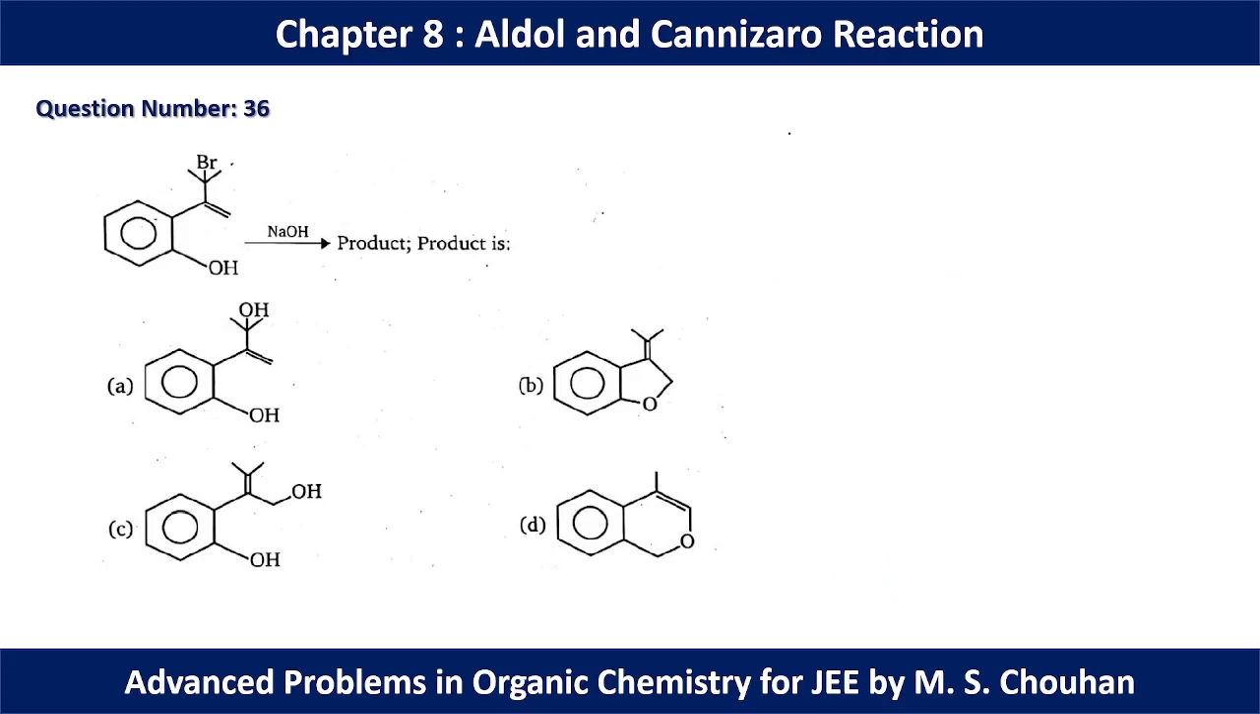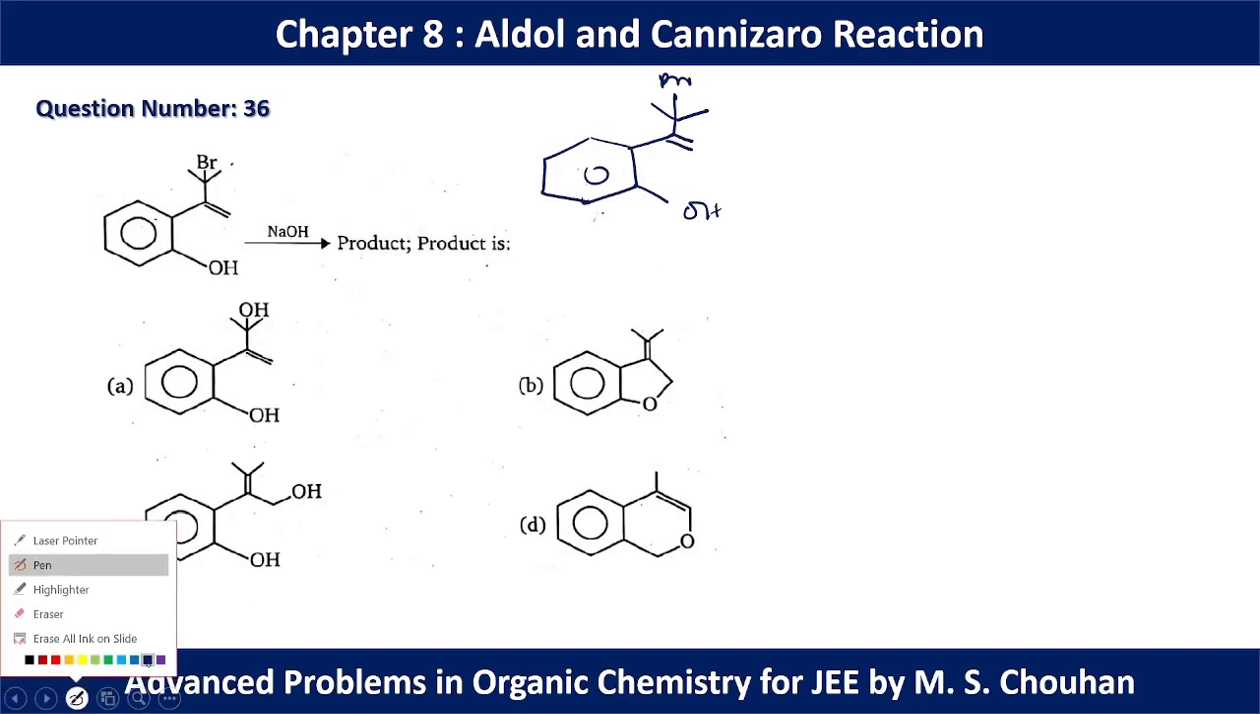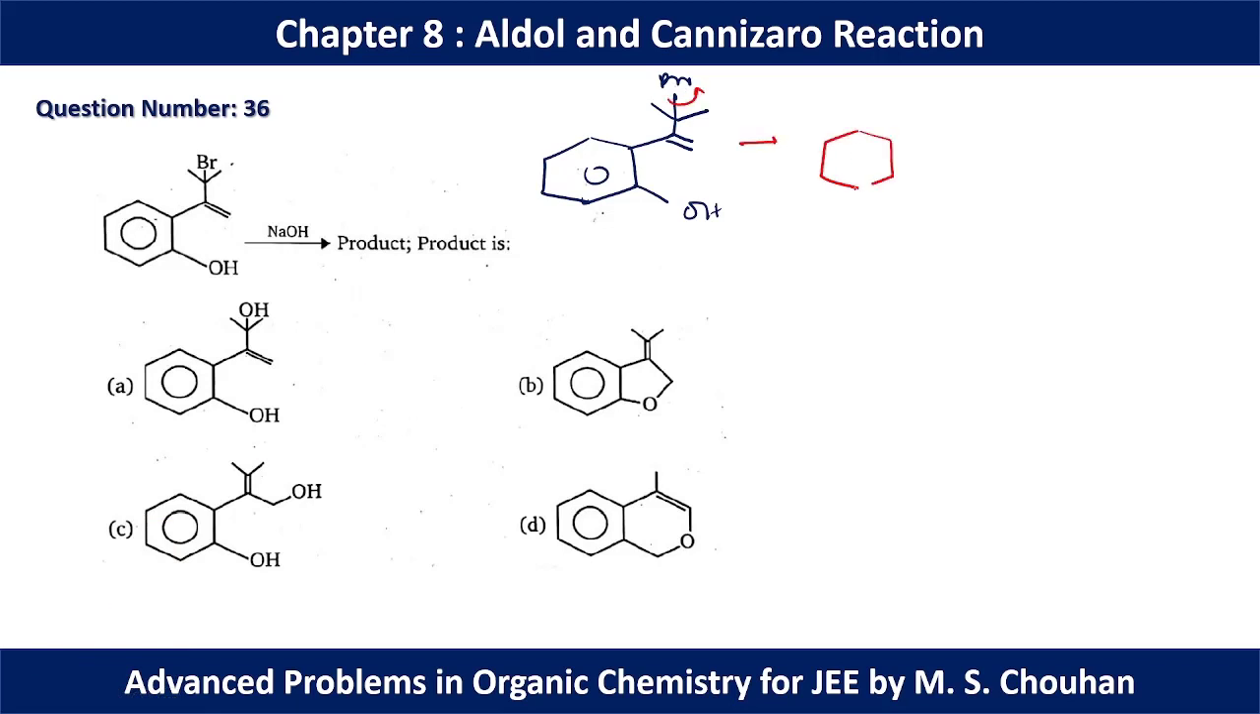In question number 36, we can start like this. We have OH minus along with the bromine double bond. So initially this C-Br bond will be dissociated and we can form a carbocation like this. Now in the next position this resonance can take place and we can have a situation like this.